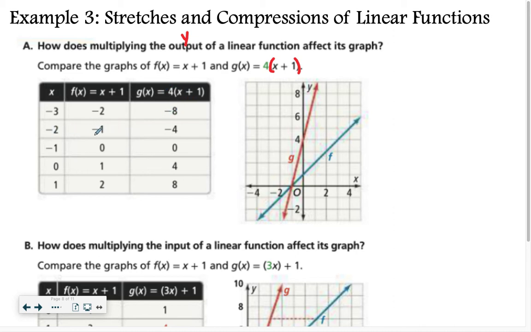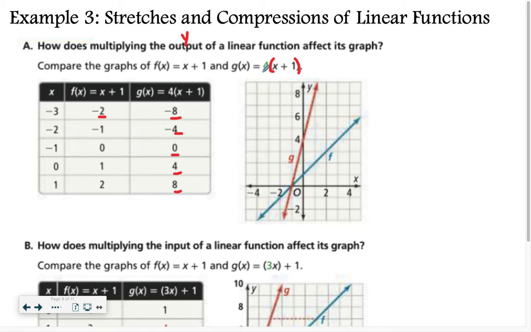-2 became a -1 and a -4. -1 became a 0 and a 0. Okay, so they have that point in common. And then putting a 0 in, I got a 1 and then a 4. So if you look at these numbers and compare, do you see how the g of x numbers are all a lot bigger?